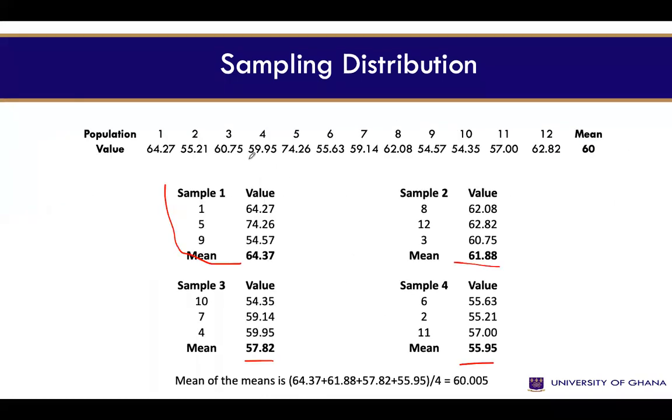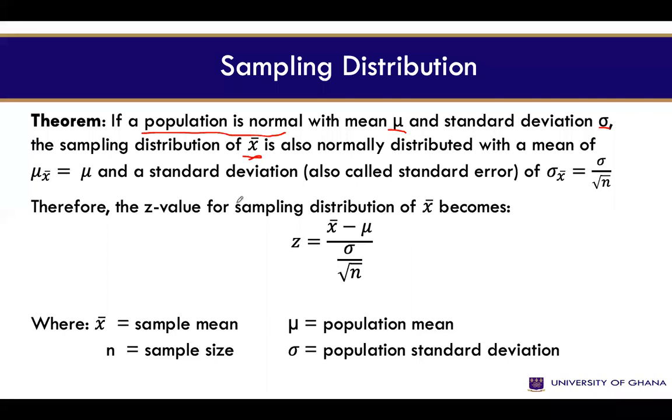Remember that we have selected various samples from a population, and each time we select a sample, it gives us a mean. So the sampling distribution of those means that we have collected is also normally distributed, with a mean mu that represents the population mean, and a standard deviation, which we can also term the standard error, calculated as sigma divided by the square root of n.